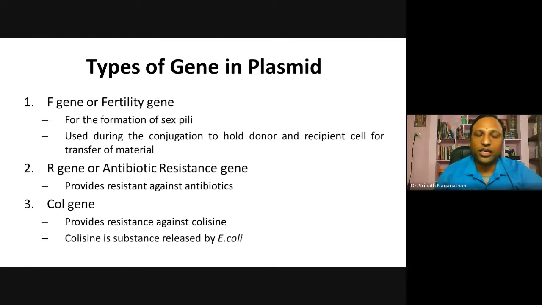Let's see about the types of gene in plasmid. They have three types of gene, based on which the plasmid can be categorized. The first one is F gene or fertility gene. This helps in the formation of sex pili, used during conjugation to hold donor and recipient cell for transfer of material. R gene or antibiotic gene provides resistance against antibiotics. Col gene provides resistance against colicin. Colicin is a substance released by E. coli, and in some cases, it breaks open the cells of another bacteria.